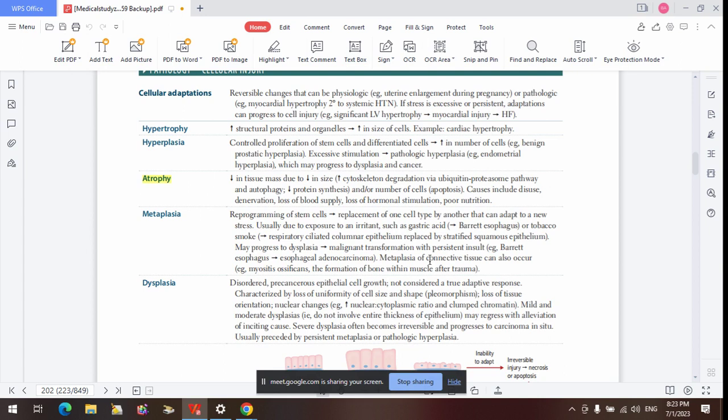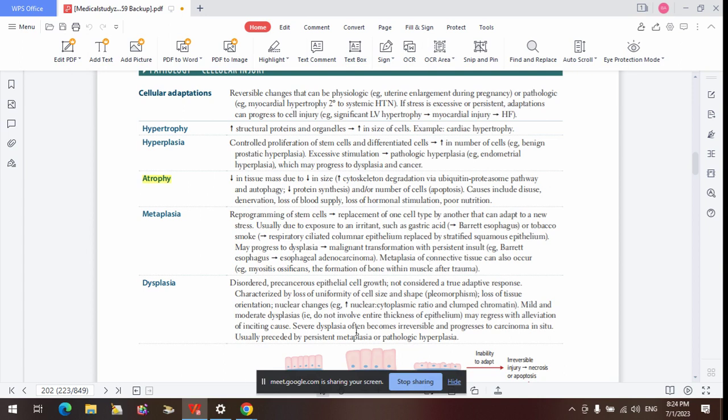Someone who is smoking excessively can have a metaplastic change of their respiratory epithelium from pseudostratified ciliated columnar to stratified squamous epithelium. That can progress to dysplasia and cause squamous cell carcinoma. So from respiratory ciliated columnar epithelium to stratified squamous epithelium, to a dysplastic change, to squamous cell cancer.